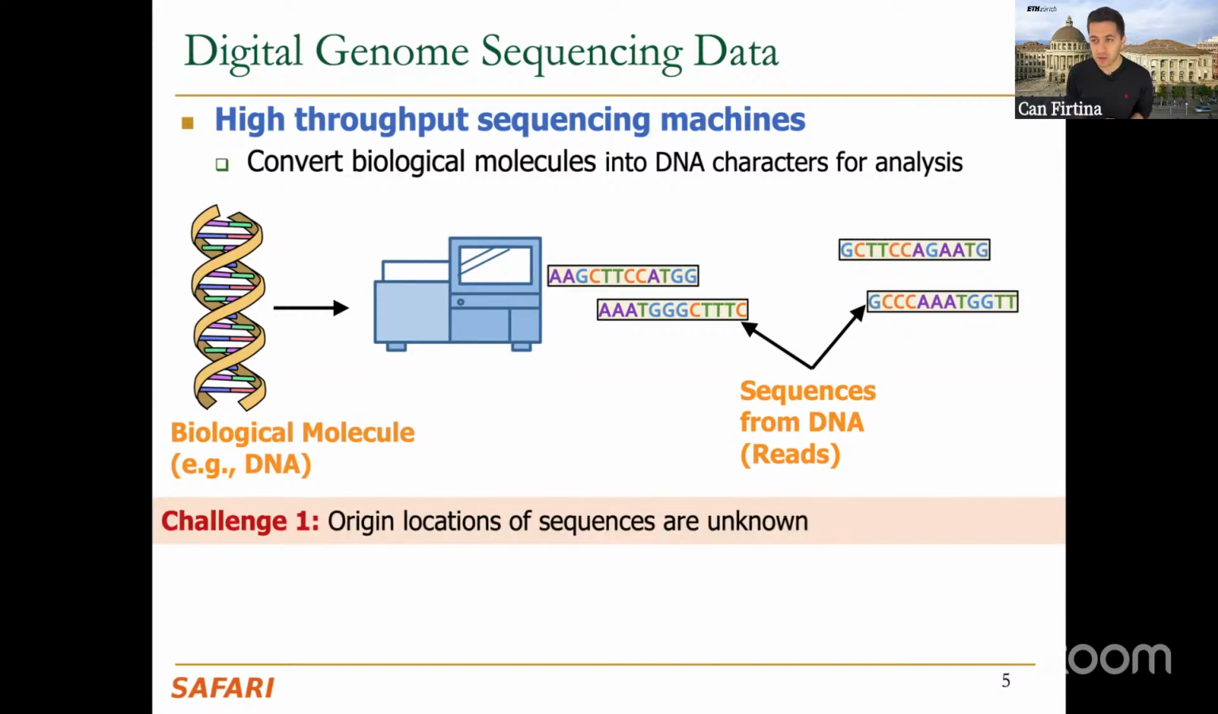And essentially there are certain challenges to using these sequencing machines. One, when we generate these reads, we will lose their origin information. We don't know basically where they are coming from within the genome.